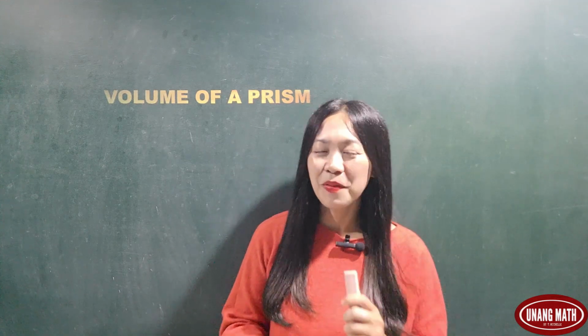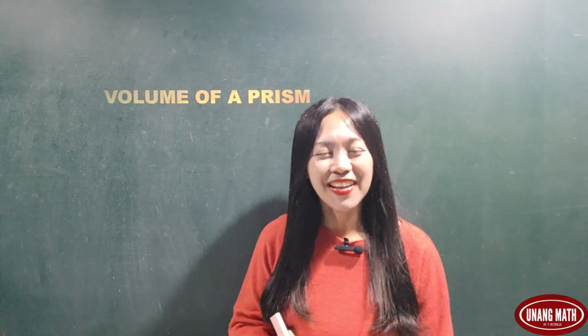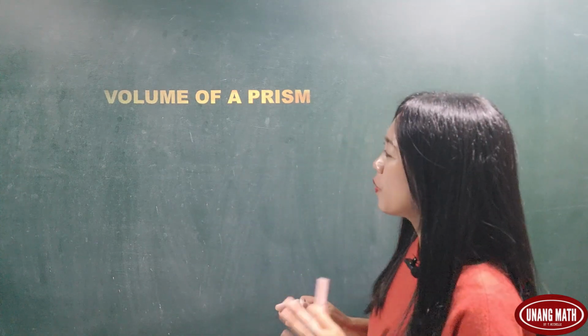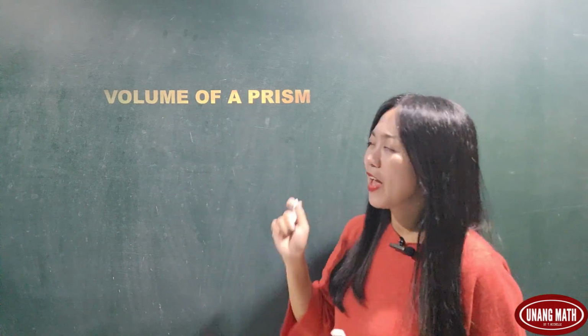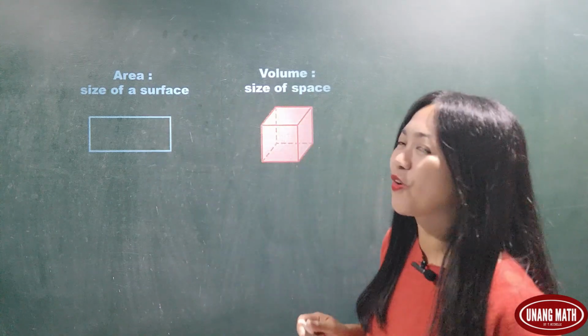For this episode, our lesson is volume of a prism. In the previous episode, we already studied area of a prism. This time, I will be showing and explaining how to find the volume of a prism. But before that, let us first differentiate area from volume.